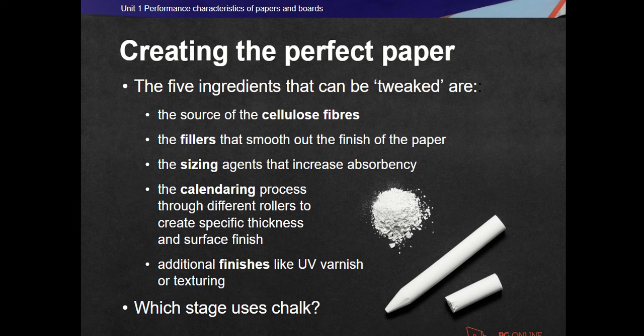Creating the perfect paper. So the 5 ingredients that can be tweaked are the source of the cellulose fibres, obviously where they come from, plant or tree. The fillers that smooth out the finish of the paper. The sizing agents that increase absorbency.